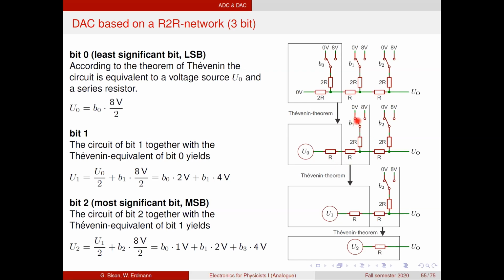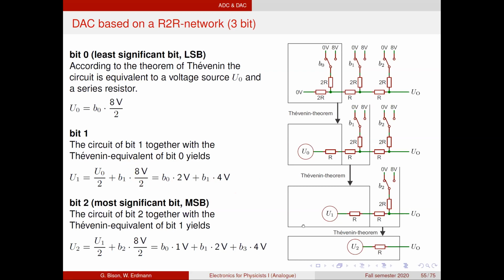So if this is 0 and this is on, we get half of that voltage. That's written down here. If this is 0 and this is on, then we get half of the 8 volts. This is written down here. And bit 1 controls if this is actually active or not. Okay, so putting this together, half of that one gives us bit 0 times 2 volts plus bit 1 times 4 volts, because 8 over 2.